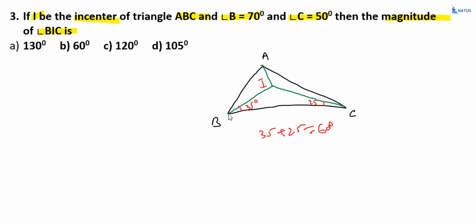Now BIC forms a triangle. What is the sum of angles in a triangle? That is equal to 180 degrees. In triangle BIC, angle B is equal to 35 degrees and angle C is equal to 25 degrees. So the angle at I is equal to 180 minus 60, that is equal to 120 degrees. Option C is the correct answer.